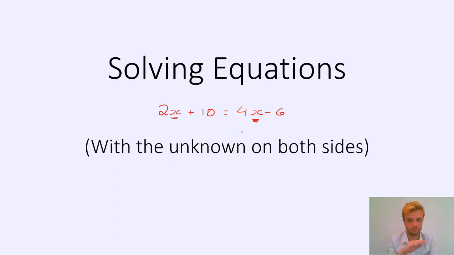But the method we use for solving them is exactly the same as if this wasn't here and we just had an unknown on one side. But as always, it's probably easiest if I just do some examples to show you what I mean. So the first example we're going to do is 2x plus 12 equals 4x minus 8.